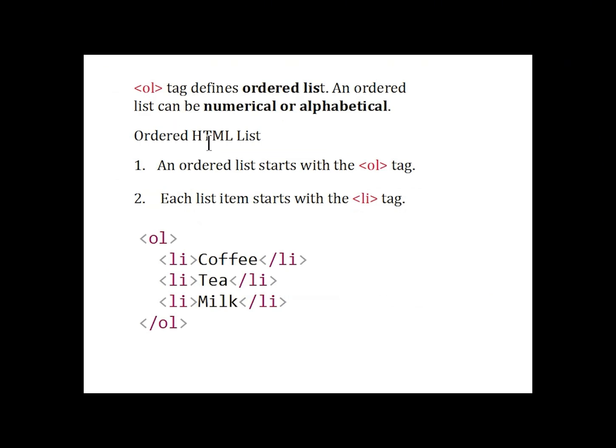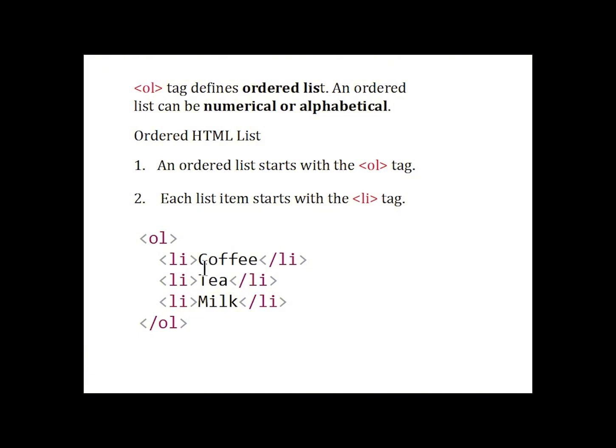Here, say an example of ordered list code. So the OL tag defines the ordered list, of course, and obviously it starts with OL and the closing will be /OL. So we could say that an ordered list starts with OL and closing obviously /OL, and each item starts with the LI tag, right?